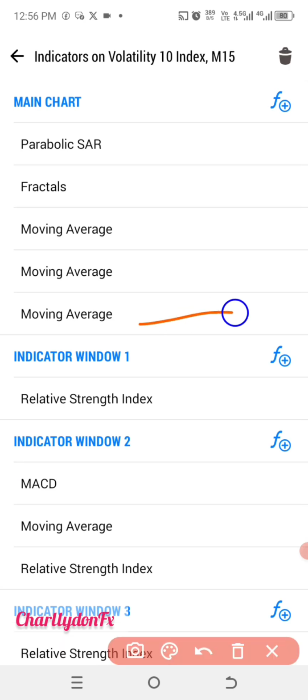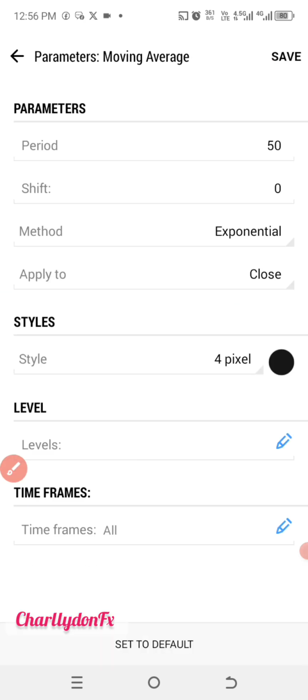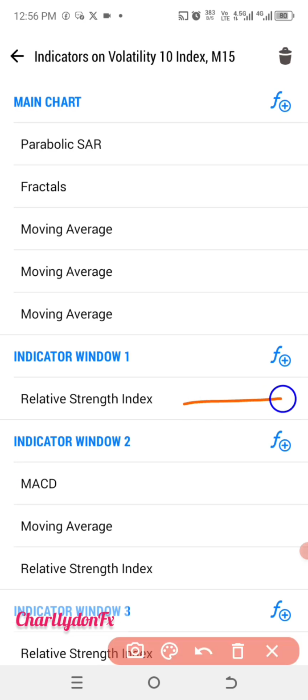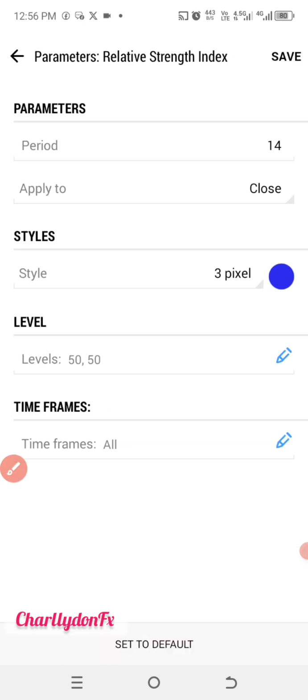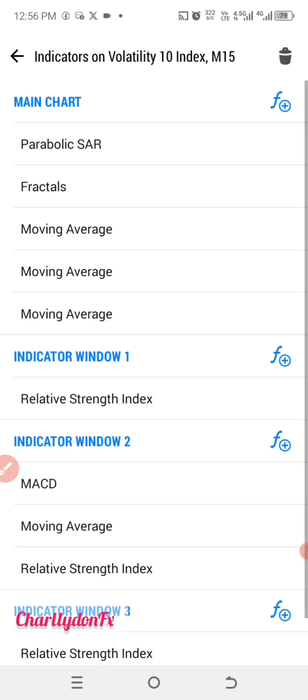And the next on the list is a moving average. The parameters are period 50, shift 0, method exponential, apply to close, style 4 pixel, and the color is black, or you choose the color of your choice. In our indicator window 1, we have a relative strength index. The parameters are period 14, apply to close, style 3 pixel, blue color, or you choose the color of your choice. In our levels, we have a level 50, and you choose the color of your choice.